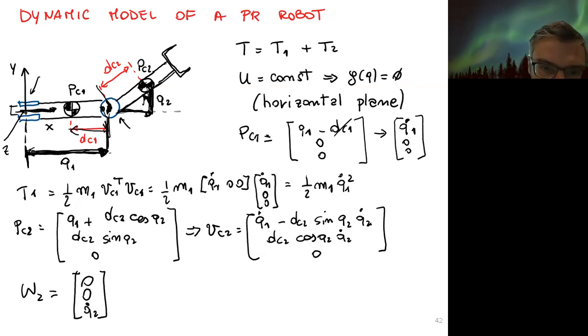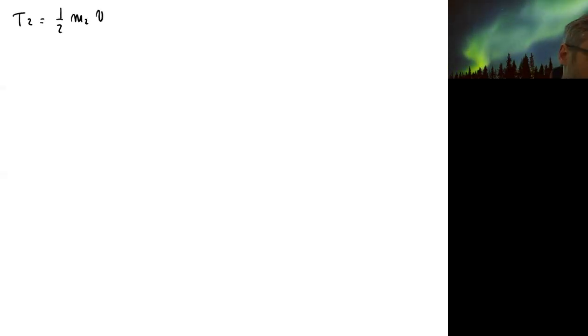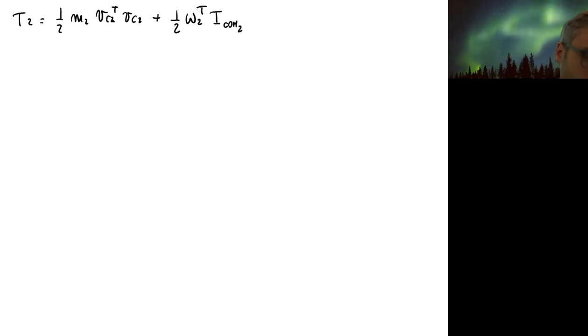Now we can put everything together. We compute the kinetic energy for the second link, that will have the translational part with the linear velocity and the rotational part with the angular velocity. Here we need to put the tensor of inertia about the center of mass of link 2. Okay.